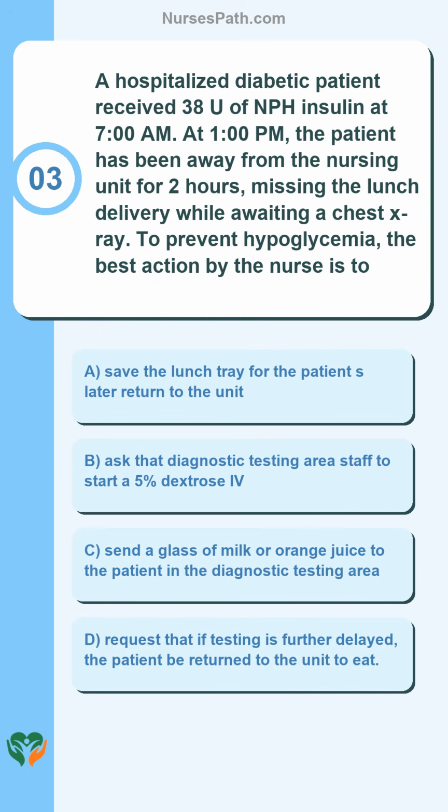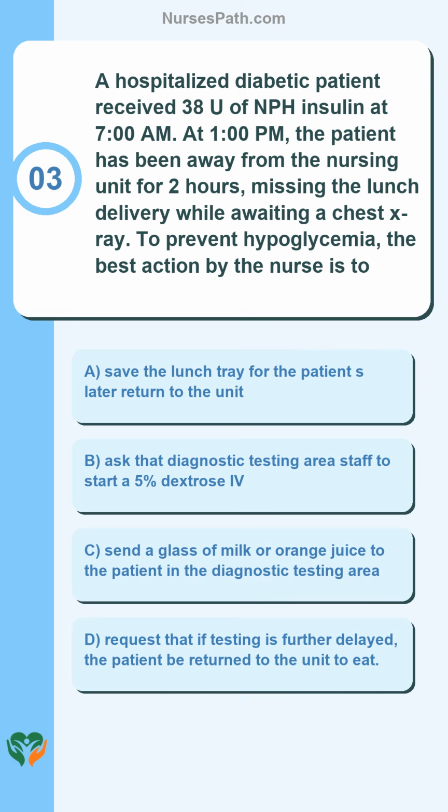Question 3. A hospitalized diabetic patient received 38 U of NPH insulin at 7 a.m. At 1 p.m., the patient has been away from the nursing unit for 2 hours, missing the lunch delivery while awaiting a chest X-ray. To prevent hypoglycemia, the best action by the nurse is to save the lunch tray for the patient's later return to the unit.